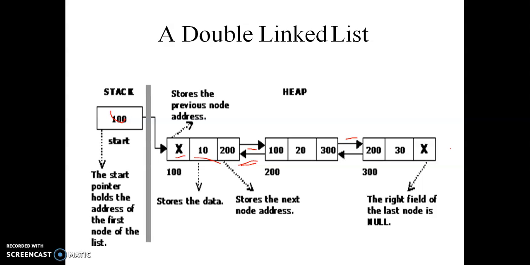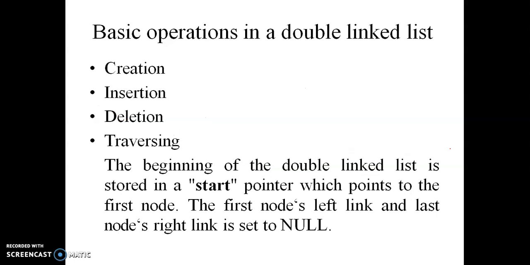For example, if I am on the 30 node and I require the 20 node, in a normal single linked list you would need to start from the first node and move up to the 20 node. But here we don't require that, we can just go from 30 to 20. Next we'll see how to implement this double linked list.